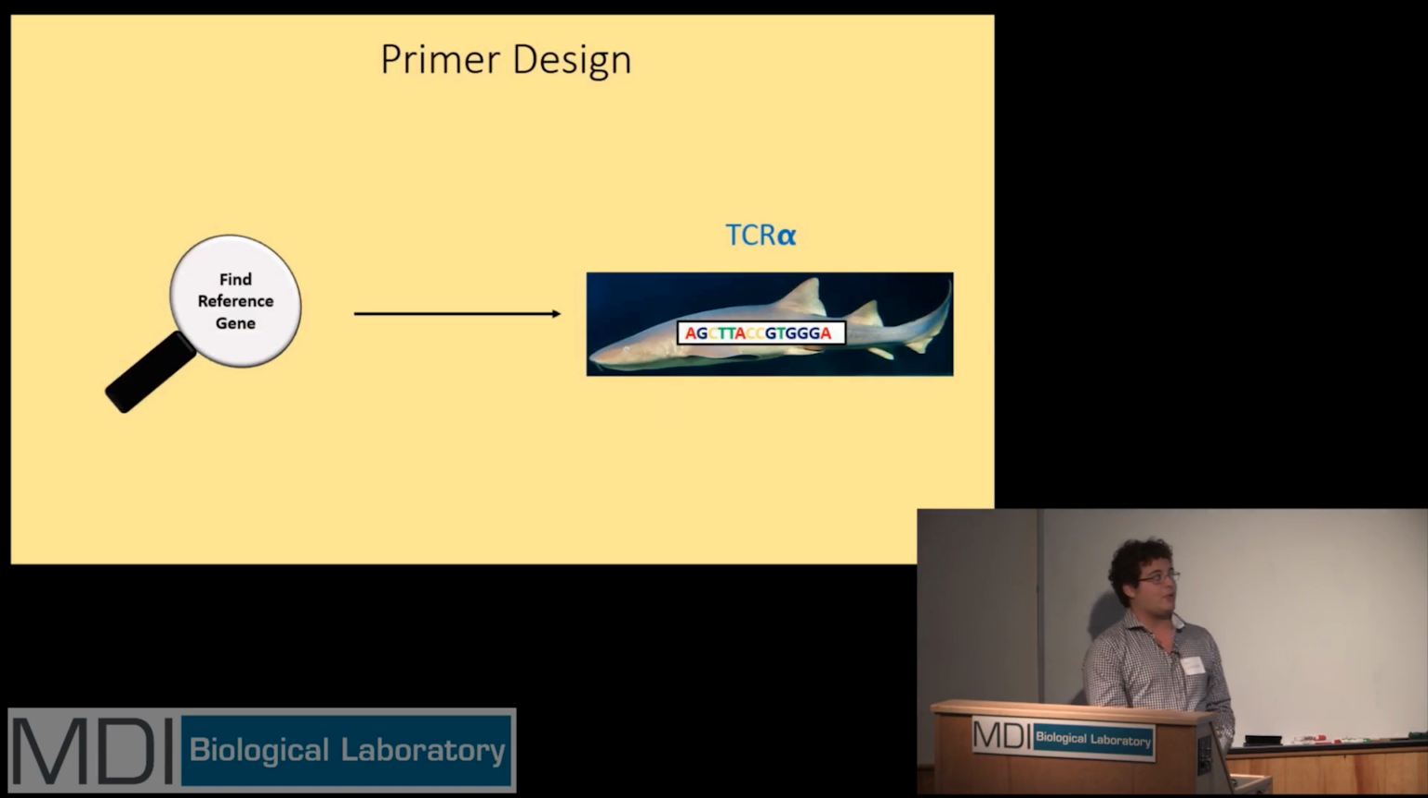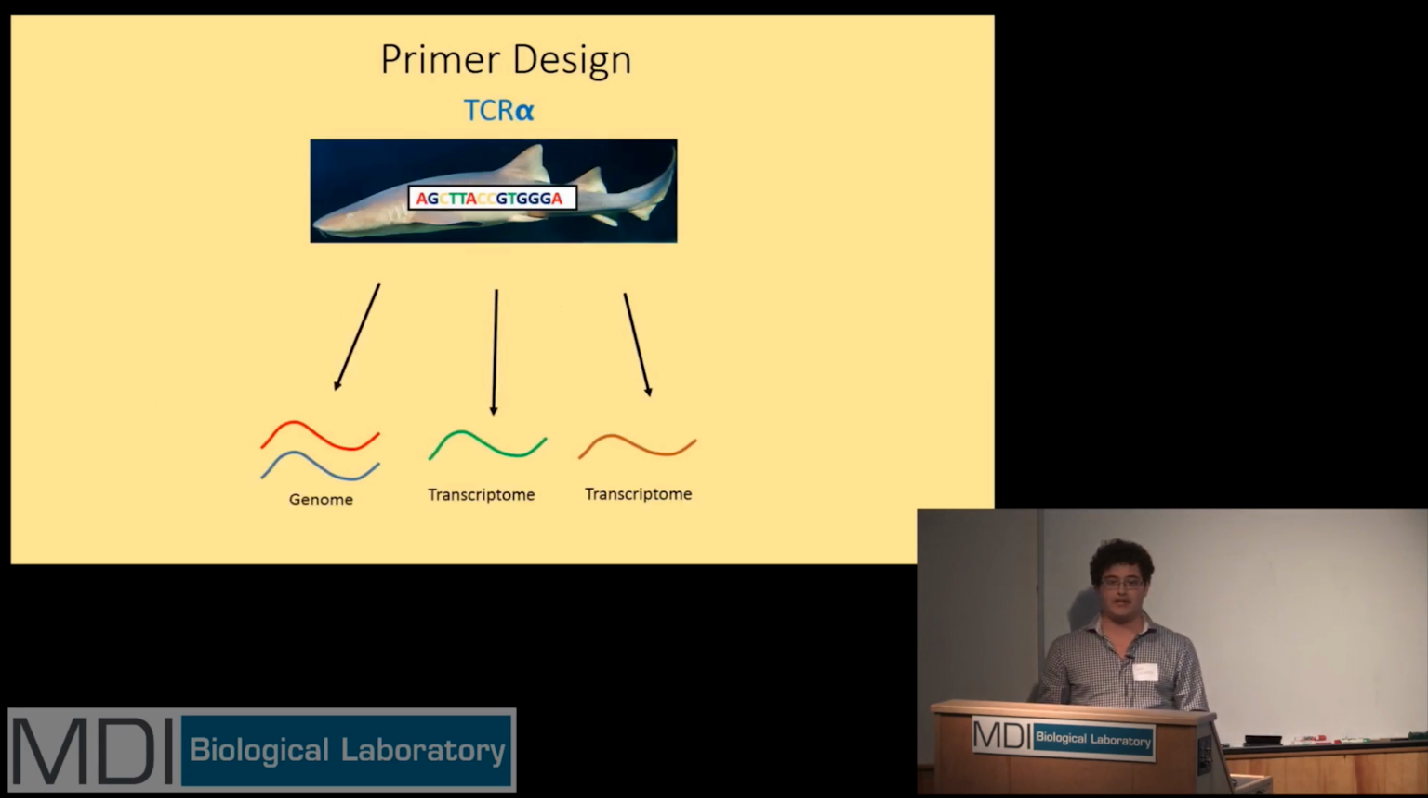Let's say I want to make primers for TCR alpha, one of the genes I'm interested in. I can't simply go online and type in TCR alpha little skate. It's not annotated, so I have to start with a reference gene. I want to choose an animal that's closely related to the skate. For many of my genes, I used the nurse shark, which is another elasmobranch, and I was able to find its TCR alpha sequence online. I can then take that sequence over to one of the databases, Decipher, for example. Decipher allows me to take that DNA sequence and compare it to the genome and transcriptome of the skate.